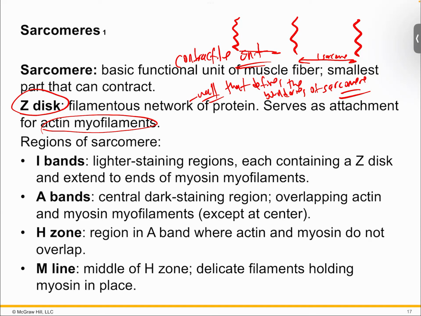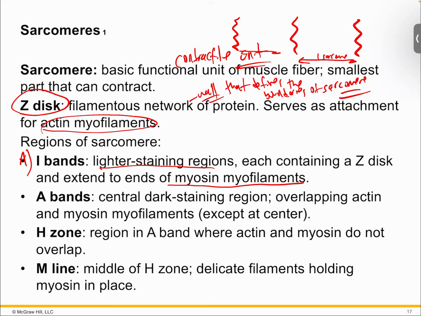So within the actual sarcomere itself, we have several different regions. The first one is what's called the I band. So the I band basically is an area of light stain. It'll have a Z disc in it typically. And generally what happens is it goes from myosin filament to myosin filament.